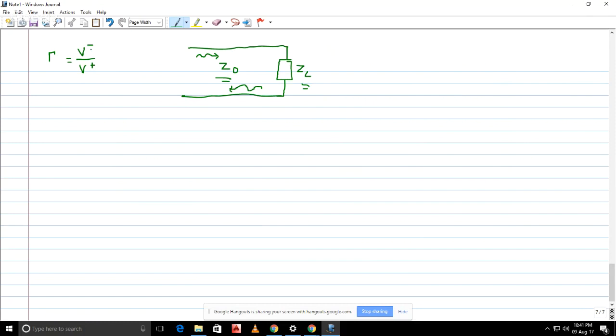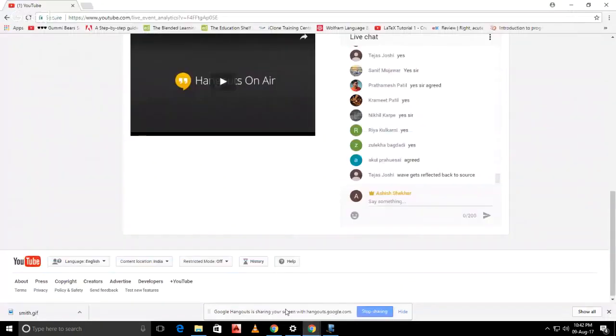Now, we know that both the voltages have an amplitude as well as a phase. So we will have e raised to minus gamma z for this, and here we will have e raised to plus gamma z. And then you will get gamma equals V minus upon V plus as the magnitude, and it becomes e raised to 2 gamma z. Okay. So we have a phase. We have an angle of gamma and we have a magnitude of gamma. Understood? So what will be the maximum magnitude of gamma? Yeah. Can you please reply? What will be the maximum magnitude of gamma?